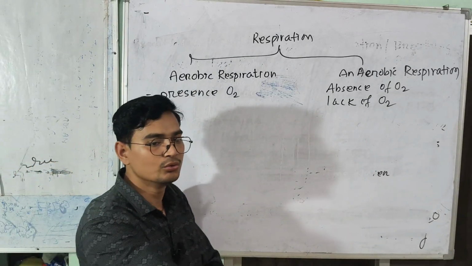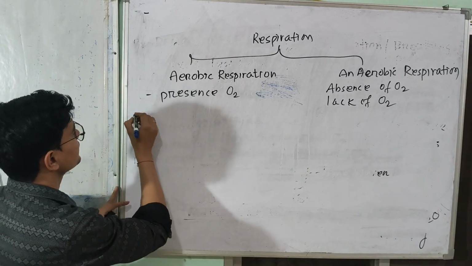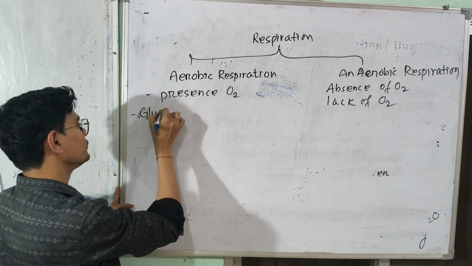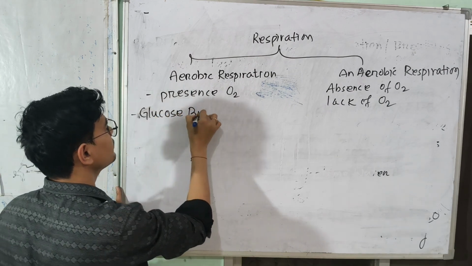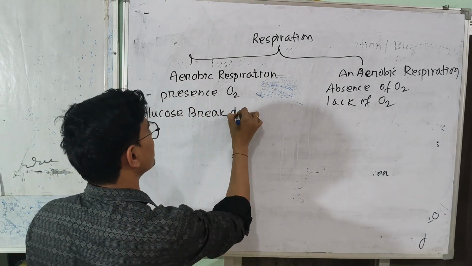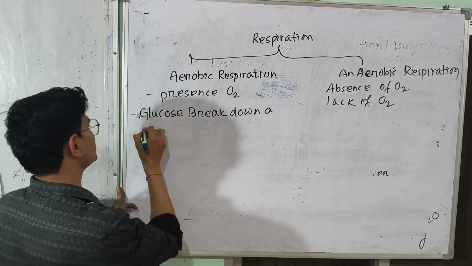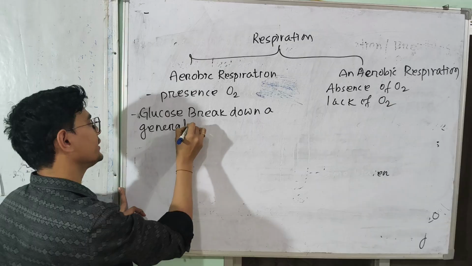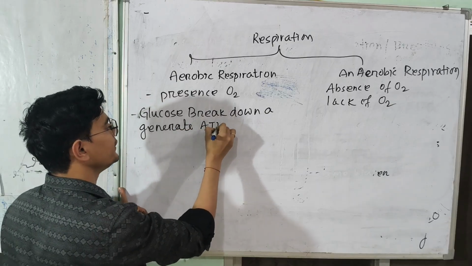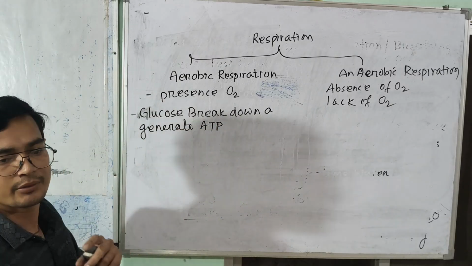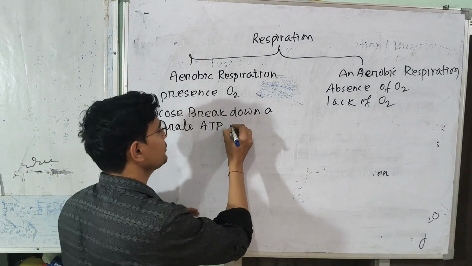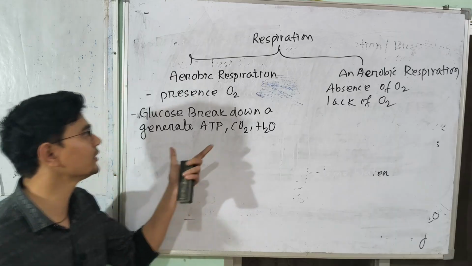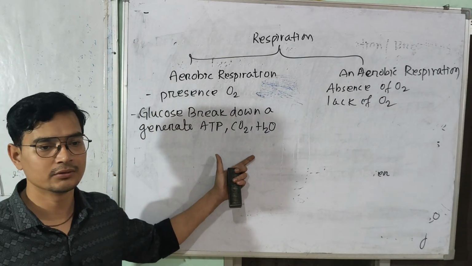In aerobic respiration, glucose breaks down and releases ATP, adenosine triphosphate, along with carbon dioxide and water, CO2 and H2O. This is the product of aerobic respiration.